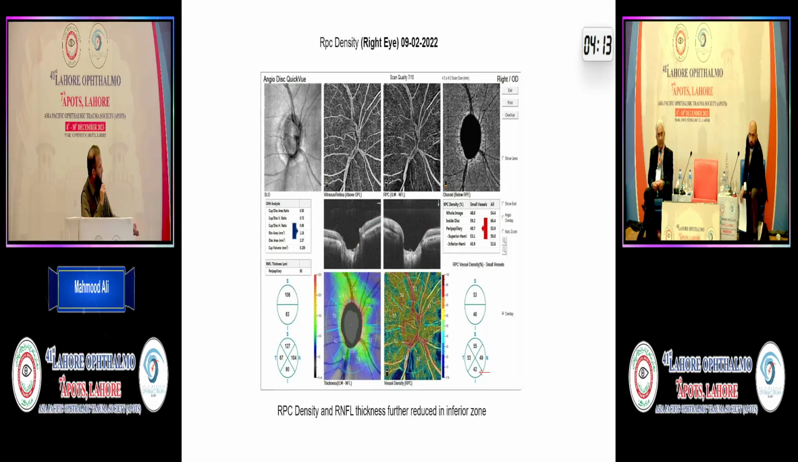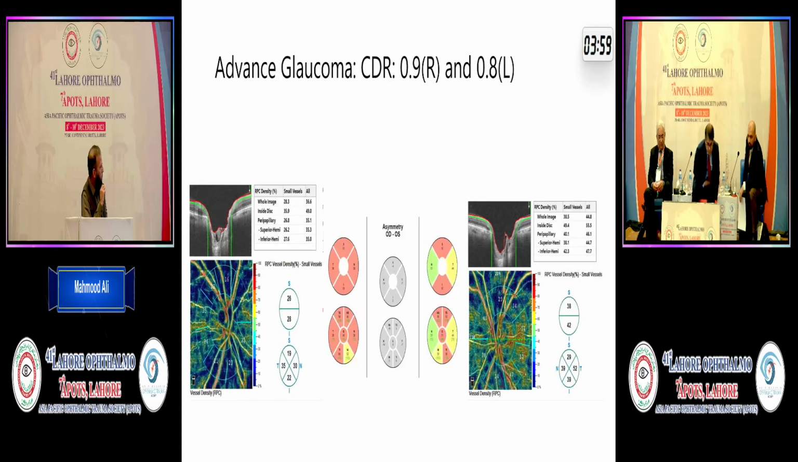This patient was monitored for many weeks or months, and then the next scan of the OCT angio showed some further progression, and we can see that the vascular density has further decreased in the inferior quadrant in the right eye.